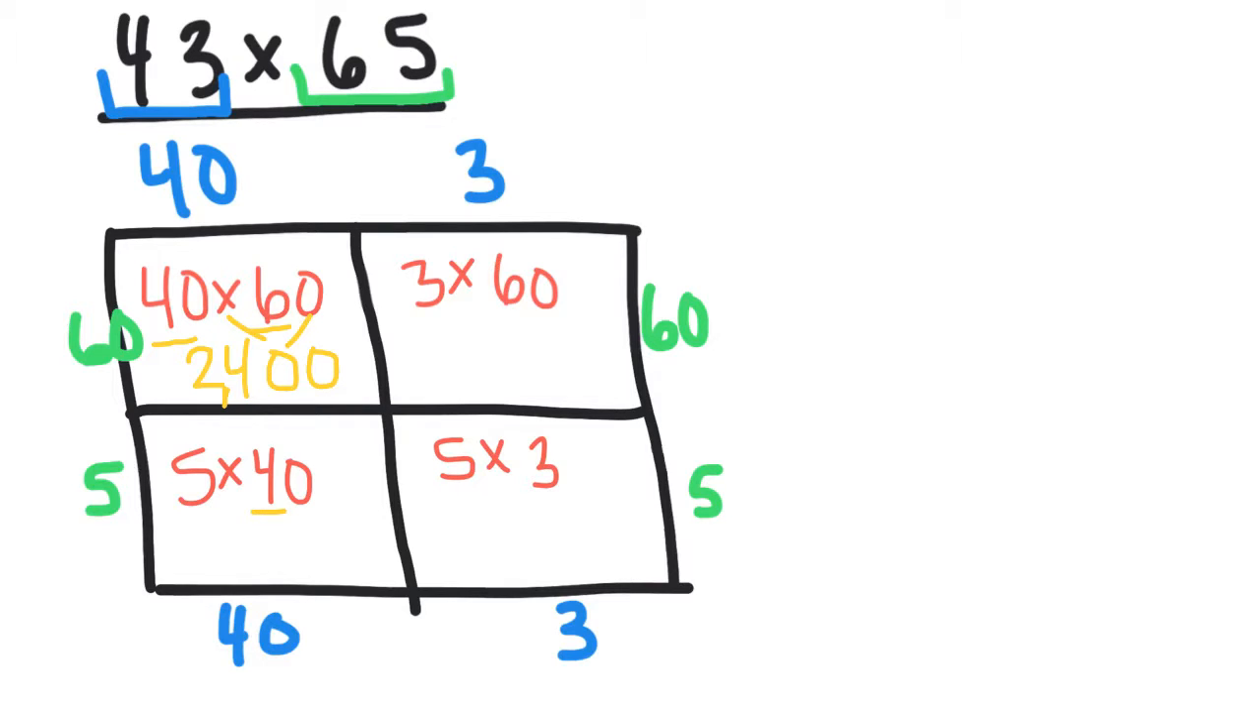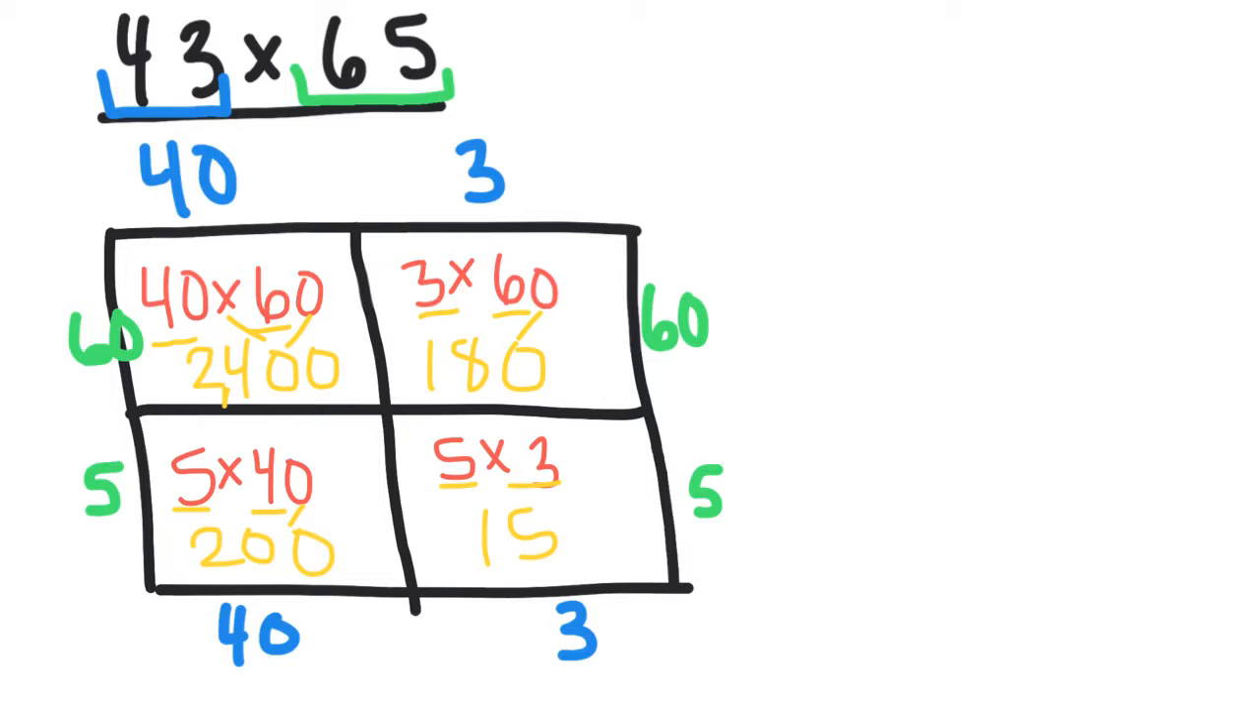Down here, I have 5 times 4, which is 20. And then I can go ahead and add that 0 in to get 200. On the top right, I have 3 times 6, which is 18. And then add that 0 in for 180. And then here I have 5 times 3, which is 15.